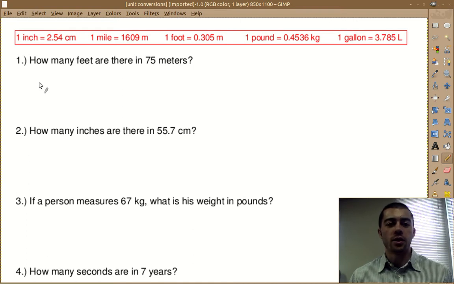Hi guys, today we're going to go over a strategy of how to convert units. This is something that's going to be really useful in a chemistry setting because not all of the measurements that you're going to be given are always going to be in the units that you want them to be.